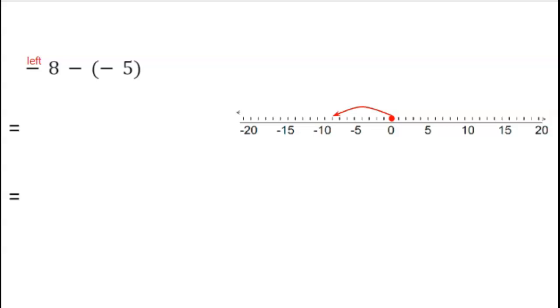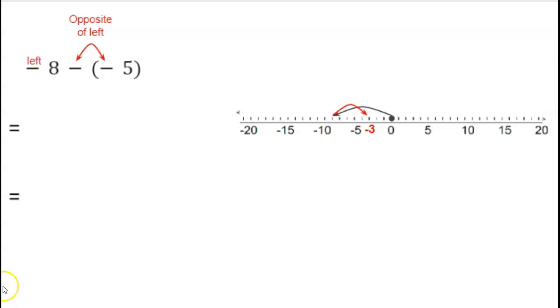And then we have subtraction. Typically on a number line, when we subtract, we move left. But because we are subtracting a negative, it is the opposite of left, which means that we will move right. So from our negative 8, we move right 5 spaces, or the opposite of left. And we land on negative 3.